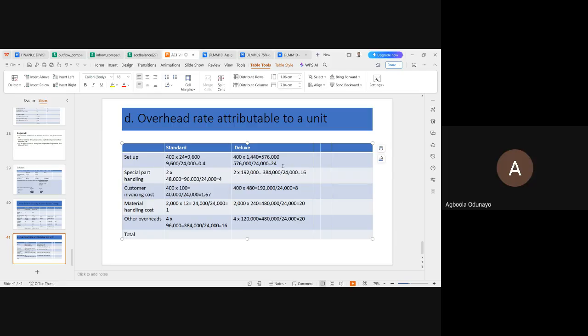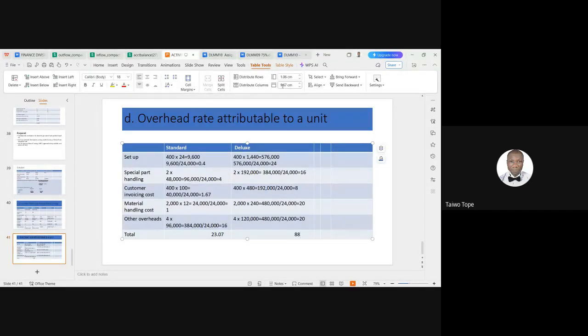That is, for this point, we have 0.4 plus 4 plus 1.67 plus 1 plus 16. You have a total here: 23.07. And for the loss, it will be 24 plus 16 plus 8 plus 20 plus 20, which is 88. So this is what the question wants you to do.